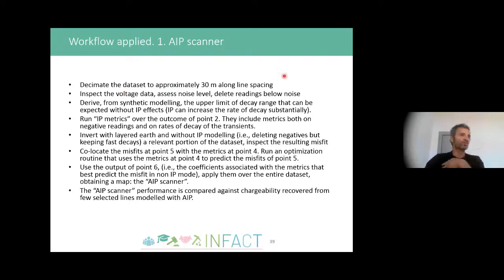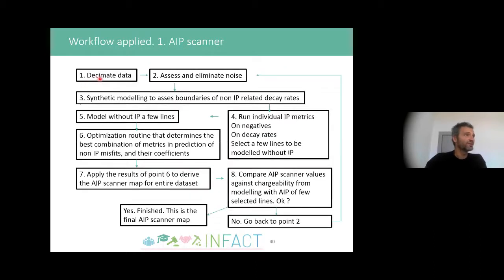The workflow is a bit tedious if explained in words, so I'm going to go on to the next slide that shows it with some workflow graphics. Basically, we start with the data. We decimate it, and we assess and eliminate the noise level, because we only want to run the scanner on legit voltages above the noise level. Then we run synthetic modeling using the exact specs of the system that was used in that survey to define the boundaries of slopes and transients that can be associated with a non-IP Earth.